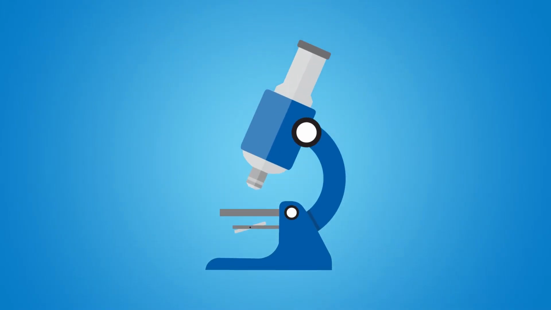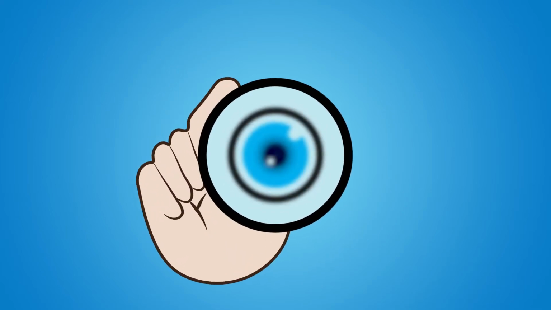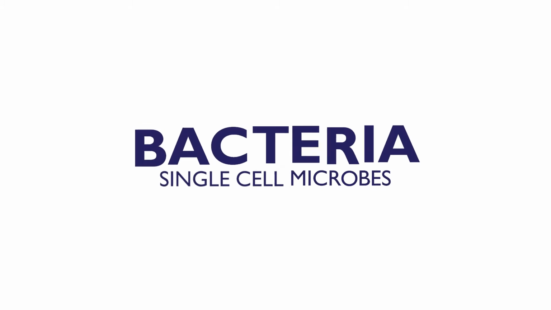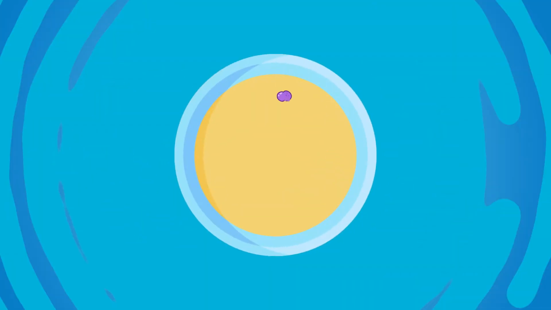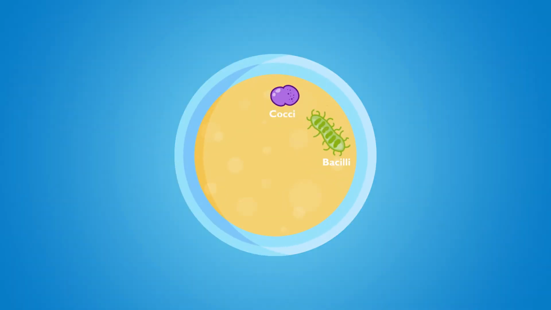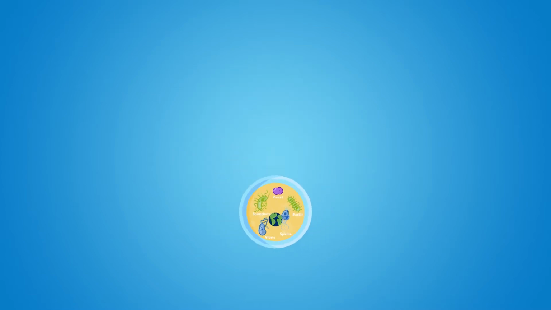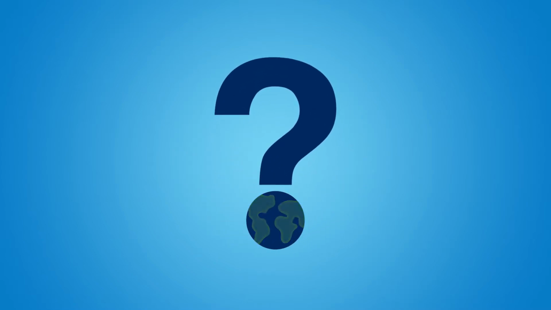Bacteria are one of the types of microbes which can only be seen under a microscope. They are classified into 5 main groups according to their shapes: cocci, bacilli, spirilla, vibrio, and spirochetes. Can you imagine how many bacteria are there on Earth?